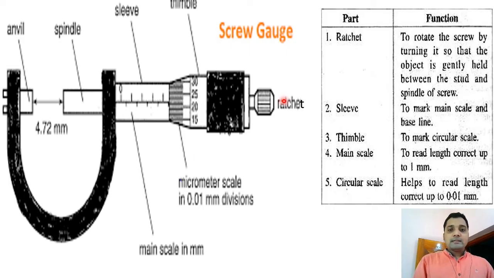When this ratchet rotates one time, the screw will move by one line, that is 1 mm. So the pitch of a screw gauge is always 1 mm, and most of the time the number of divisions in the circular scale is 100. So 1 by 100 gives 0.01 mm or 0.001 cm, or we can measure up to the third decimal place in the centimeter scale.